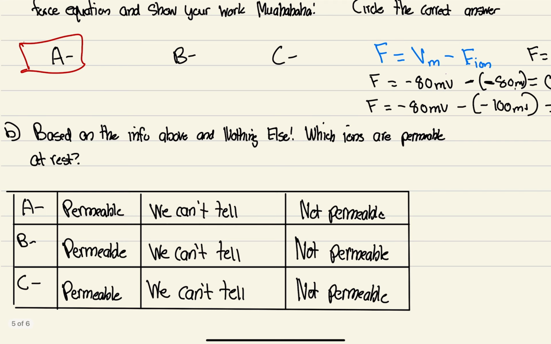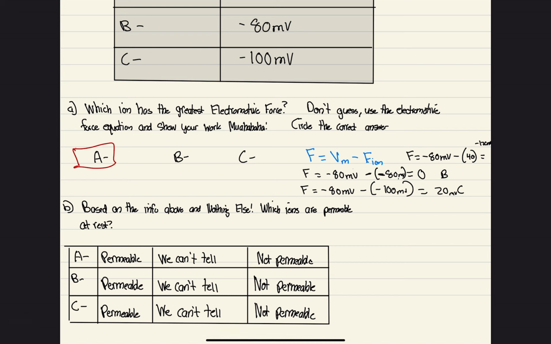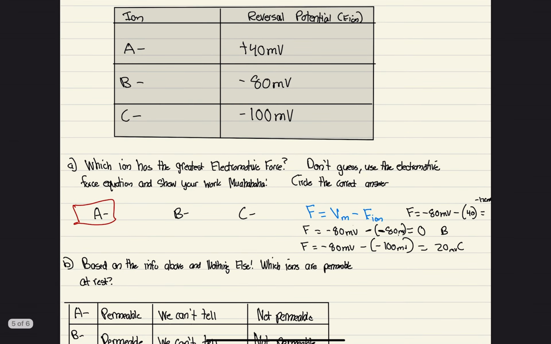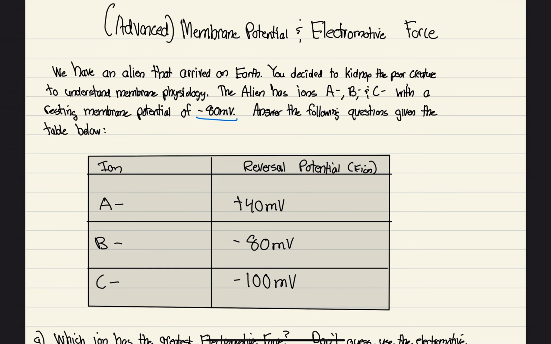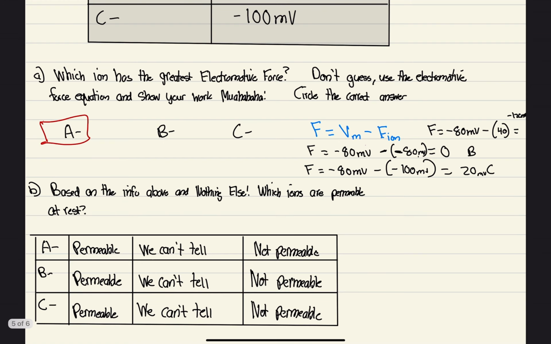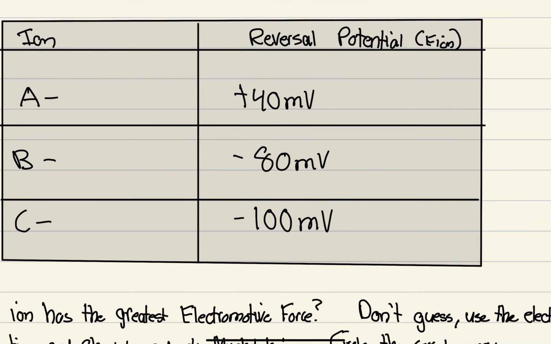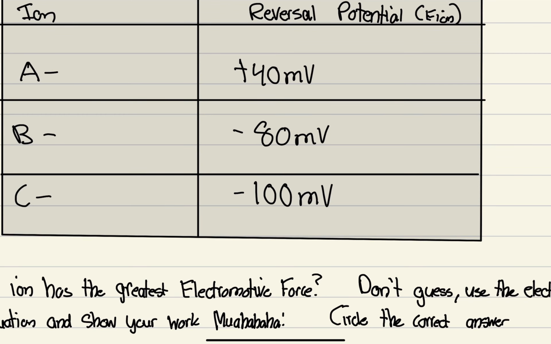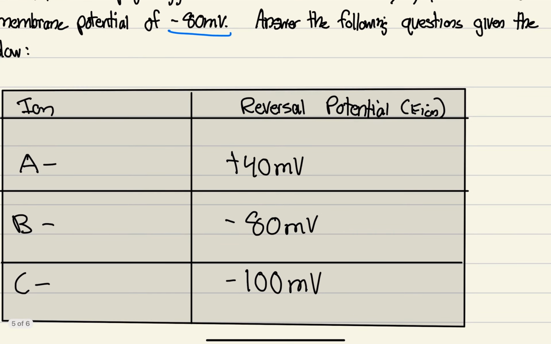Based on the info above and nothing else, which ions are permeable at rest? Meaning which ions can flow in and out of the cell at rest. Let's do all of them together. We are told that negative 80 millivolts is what we're trying to achieve, a resting membrane potential. That's our goal. Which of these ions are contributing to that? What about A? A can contribute to it. Even though it's positive 40, maybe some of it is permeable, and some of C is permeable. If you combine some of ion A and some of ion C, we could get up to negative 80 millivolts, depending on how permeable the ion is in the cell. For example, ion A can be permeable hardly at all, but still permeable, and C could be permeable by a lot.